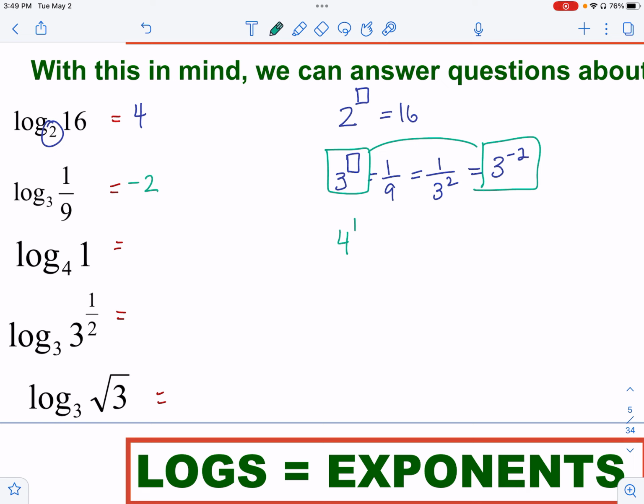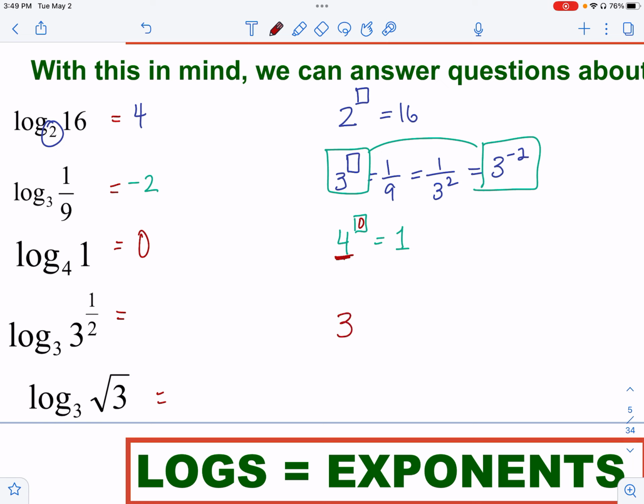Third one's asking me 4 to what power would equal 1. And then anything raised to the power of 0 is equivalent to 1. So for that matter, it doesn't even matter what the base is here. To generate a 1, power must equal 0.